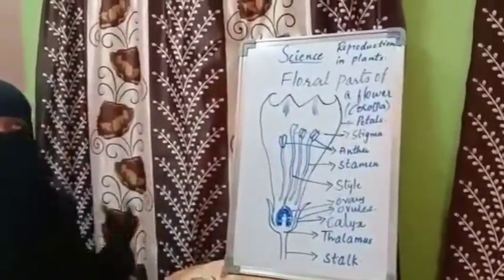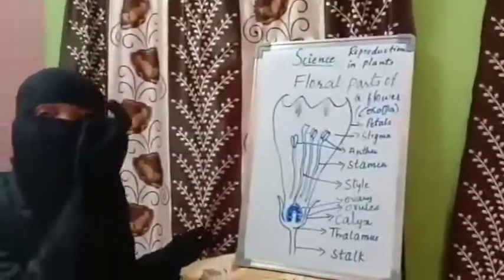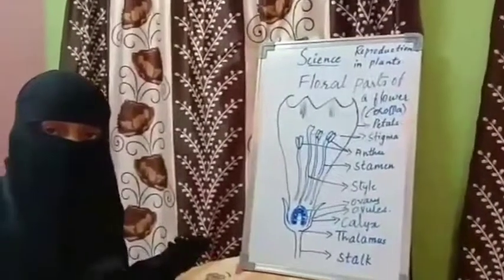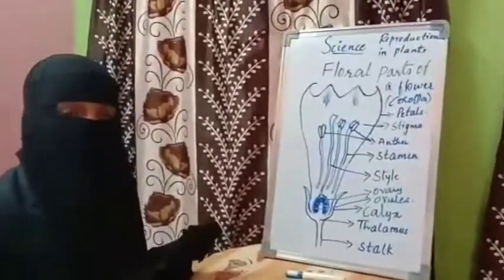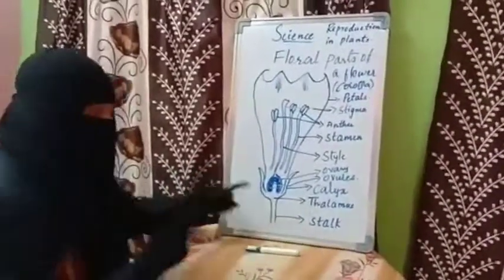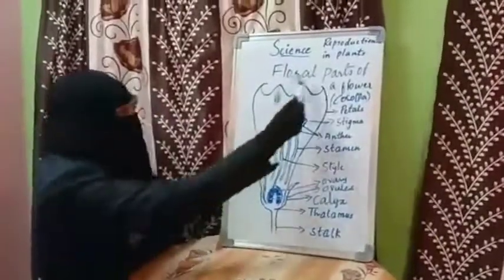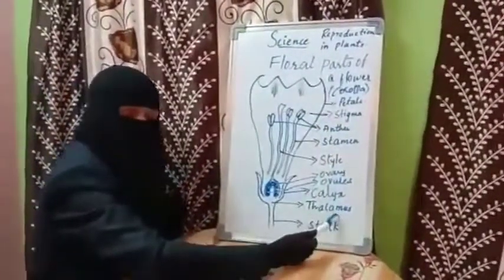So let us start the different parts of a flower from the bottom. Here you can see a stick by which you will hold a flower. That stick is called a stalk. Now just above the stalk, you can find a swollen head-like structure. It is called the thalamus. The swollen head-like structure on which all the floral parts are sitting is called the thalamus.